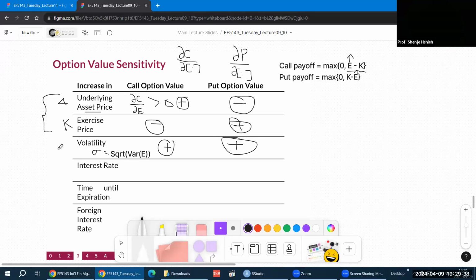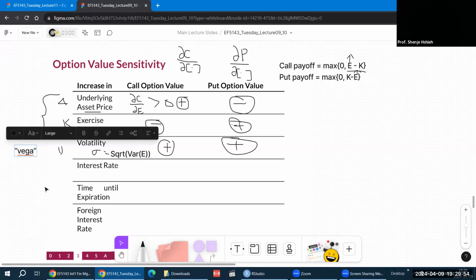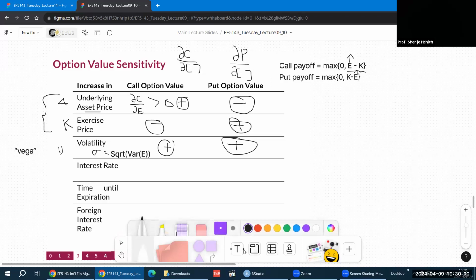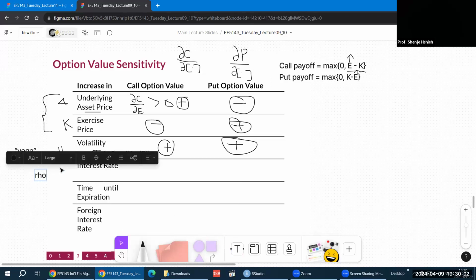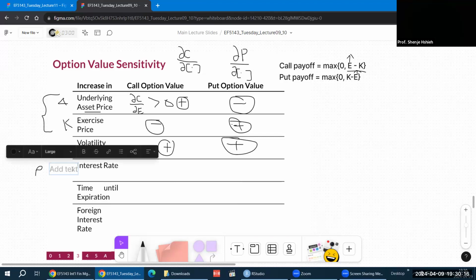All right. The so-called Greek letter here is Vega, but it's not a Greek letter. It's just what they call it. It's a V. I'll write out Vega here in case you don't know. Interest rates. This sensitivity is called rho. It looks like a P. Let me draw it. It looks like this. It's called rho.